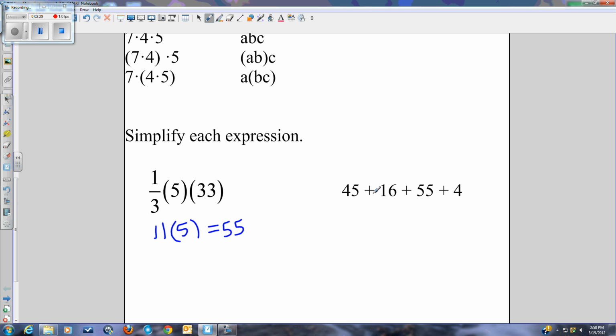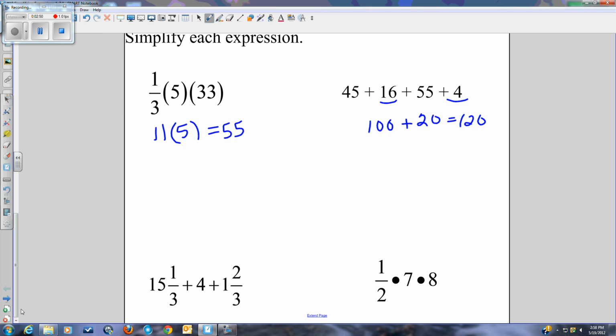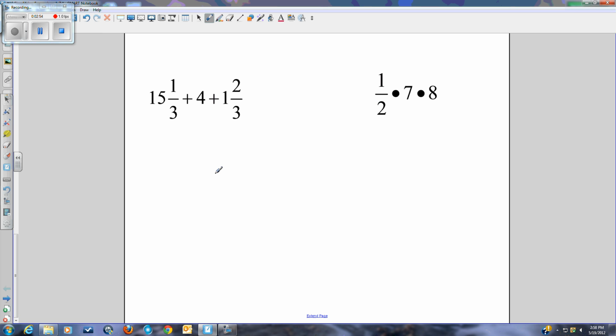Okay, so next, over here, we have 45 plus 16 plus 55. Well, I know that 16 and 4 gives me 20, and 45 and 55 gives me 100. So it really doesn't matter the order in which I add them, and I end up with 120. So that was a little quicker to just group them like that.